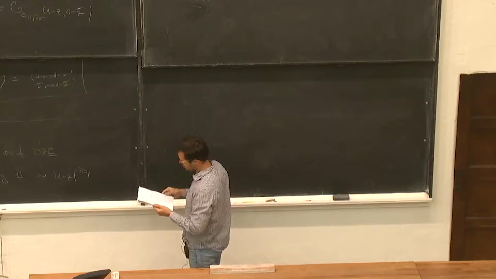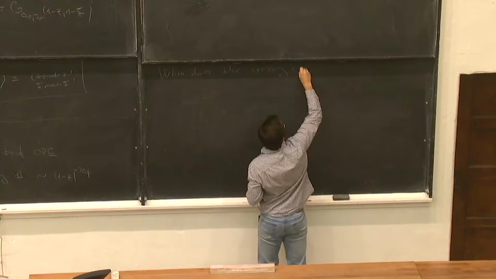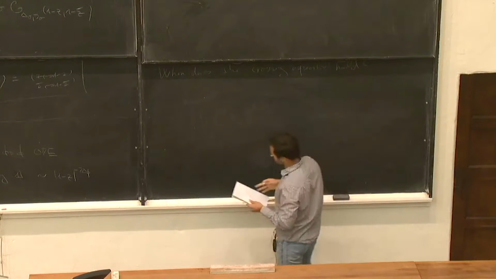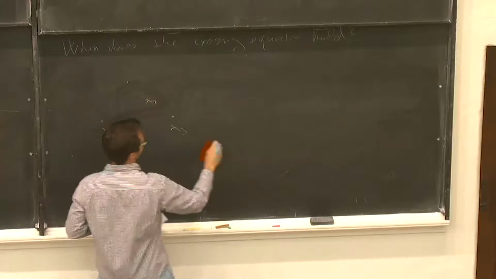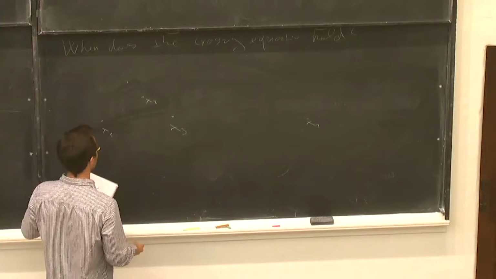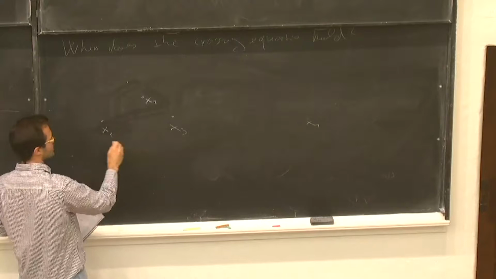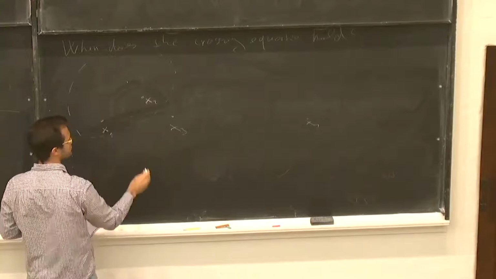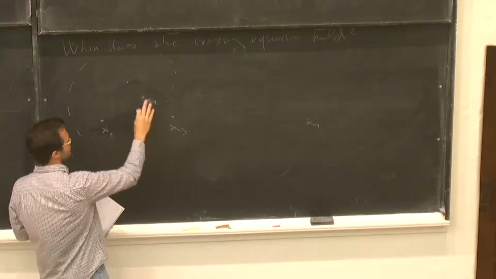So now I would like to say a few words about when does the crossing equation hold. So we have these points. This is x1, x3, x2, and x4 is somewhere at infinity. And the S-channel expansion holds precisely when I can find a Hilbert space on a sphere to expand the product of these two operators, x1 and x2. So it holds precisely when I can find a sphere that surrounds the operators x1 and x2 such that x3 and x4 do not lie in the sphere. And the only points in the Euclidean plane where this is not allowed are the ones on the real axis between x3 and x4.